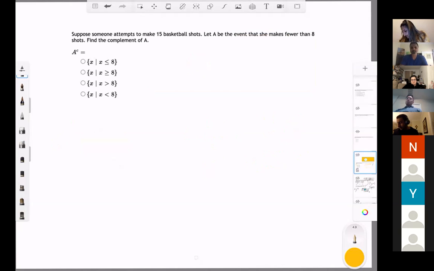What about this one? Suppose someone attempts to make 15 basketball shots. Let A be the event that she makes fewer than 8 shots.